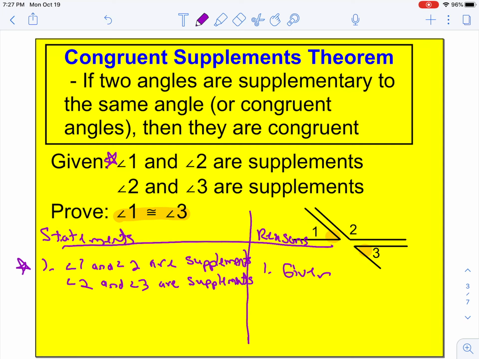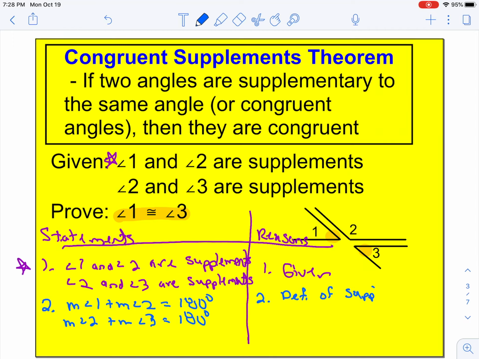So now, what does it mean when they're supplements? That means that when you add those angles together, the measures equal 180 degrees. So we're going to state that. It's obvious, but we have to state it in our proof. So we could say that the measure of angle 1 plus the measure of angle 2 is equal to 180 degrees. And with the other pair, the measure of angle 2 plus the measure of angle 3 is 180 degrees. And that is by the definition of supplements, or definition of supplementary.